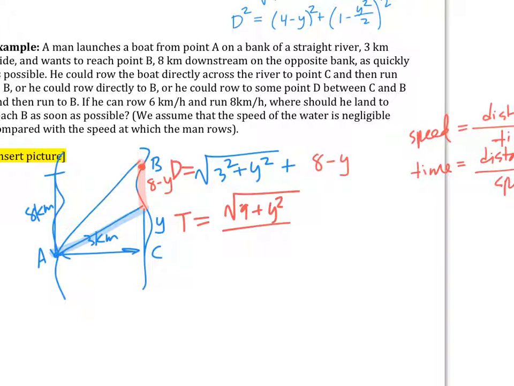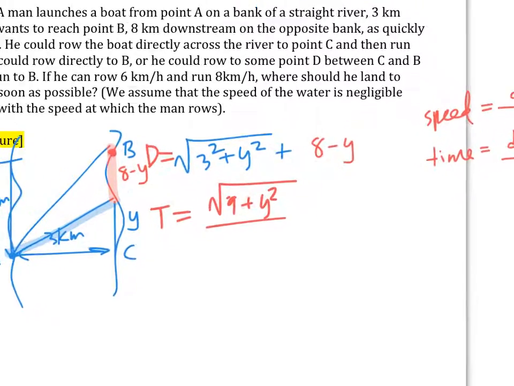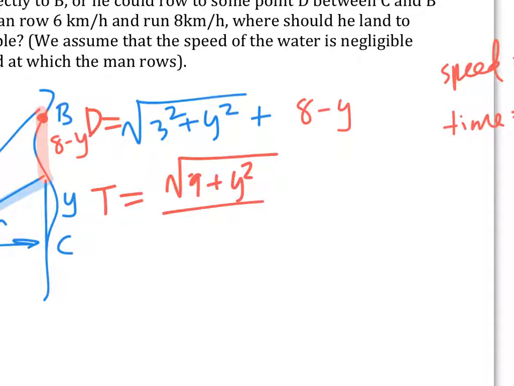Okay, so he's going to roll across, which is the square root of 9 plus y squared, and he rolls across at 6 kilometers per hour. So that is divided by 6. Distance divided by speed is time. Plus 8 minus y, which is how far he's going to run, divided by 8.